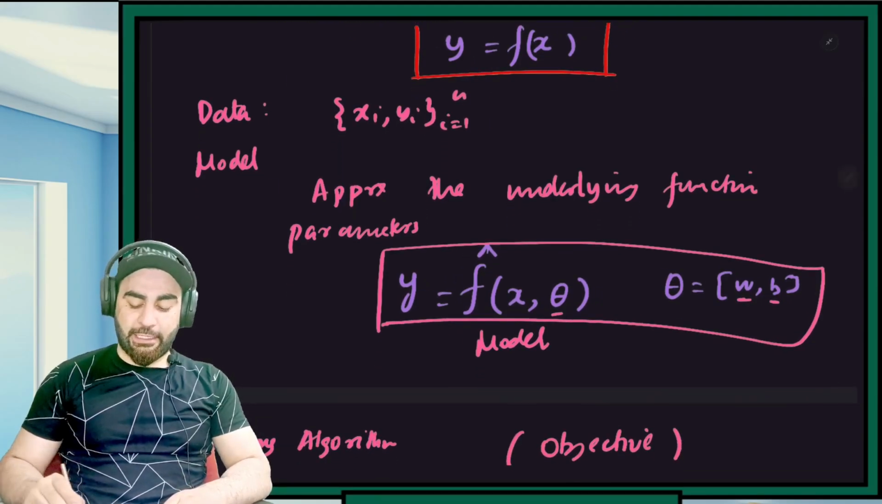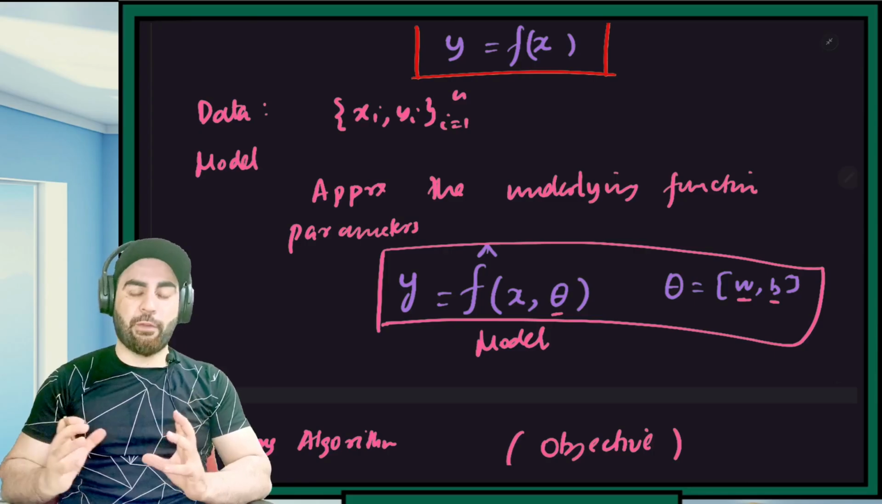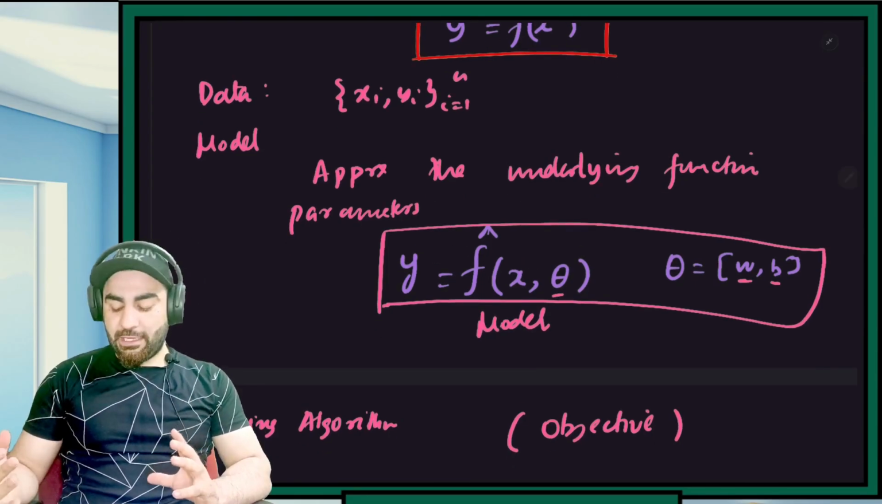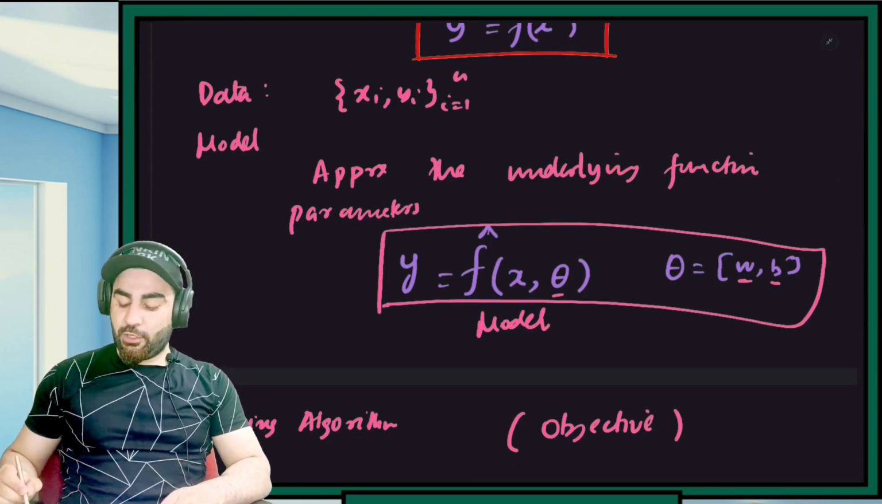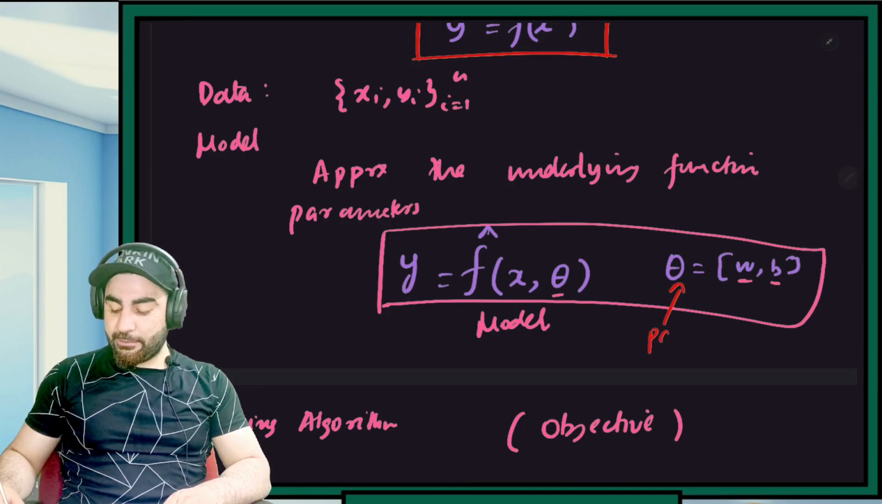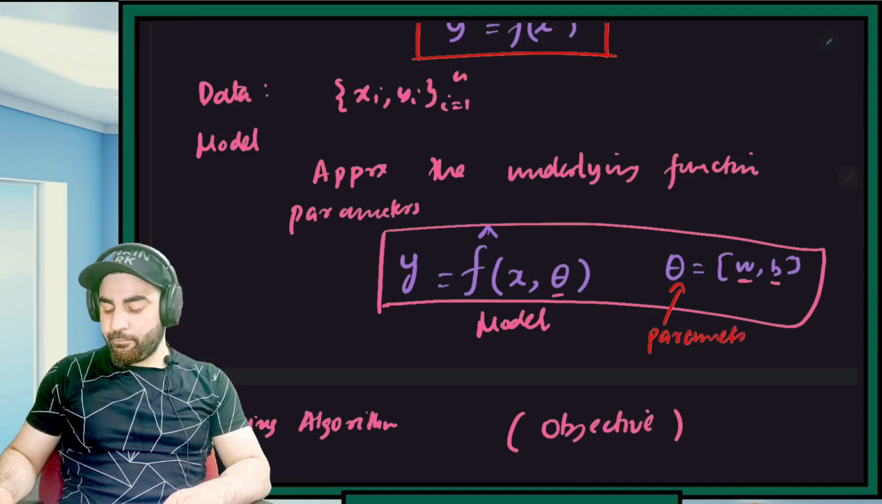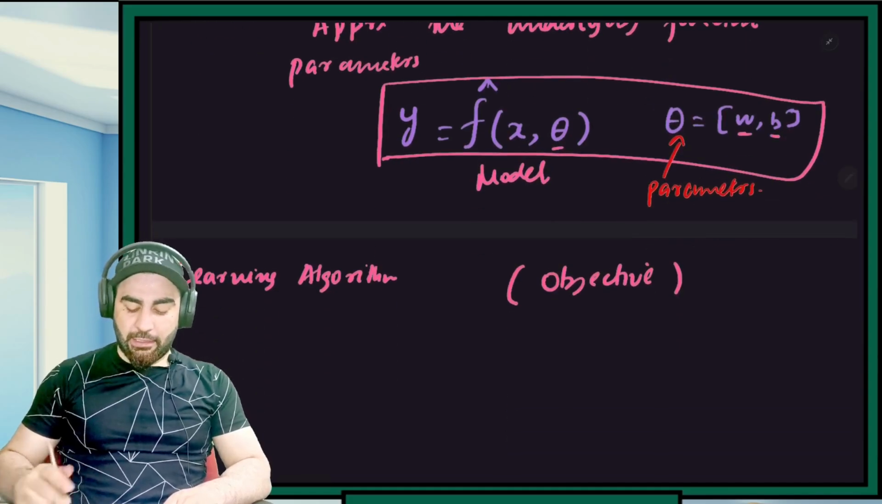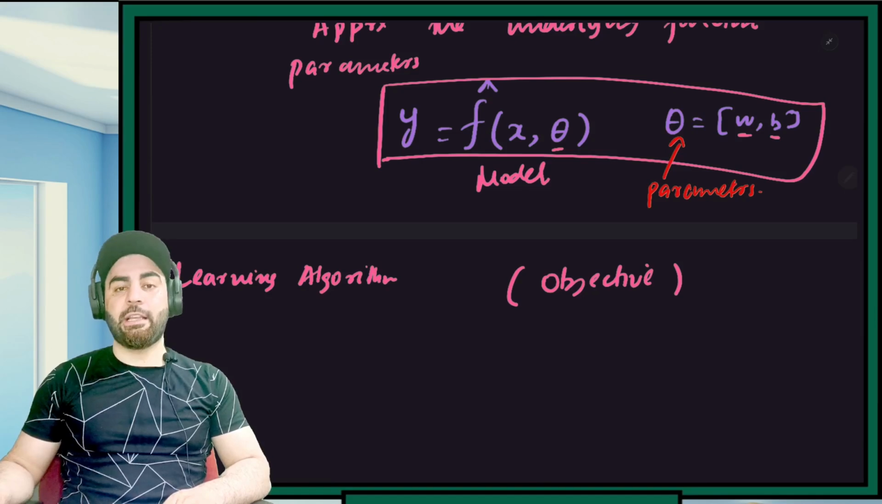So we have data which contains information, and then we want to learn a model of it. What is the meaning of the model? The model is basically the underlying function that we want. So here I want that parameterized function, and the parameters will be this theta. This theta contains weights and biases, and these will be our parameters. Now we'll have to learn these parameters, these weights and biases.